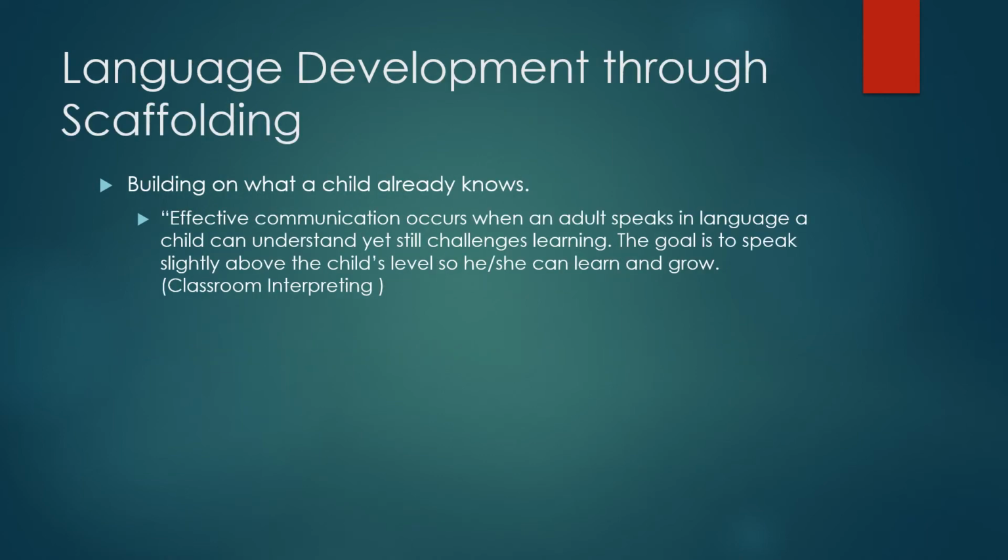Language development through scaffolding. Scaffolding is building knowledge on what the child already knows. According to classroominterpreting.org, effective communication occurs when an adult speaks in a language a child can understand, yet still challenges learning. The goal is to speak slightly above the child's level so he or she can grow.